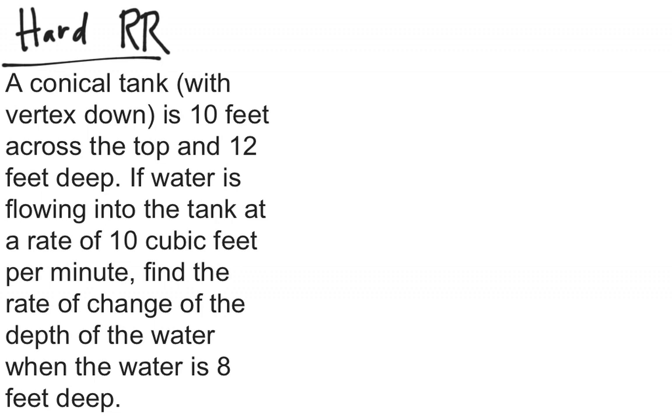Oh my gosh. Alright, let's try to break this up into a bunch of things before we freak out. So, what's our first step for any related rate problem? Great, draw an accurate picture. Conical means cone, and the vertex, which is the tip, is down. So we have a picture.